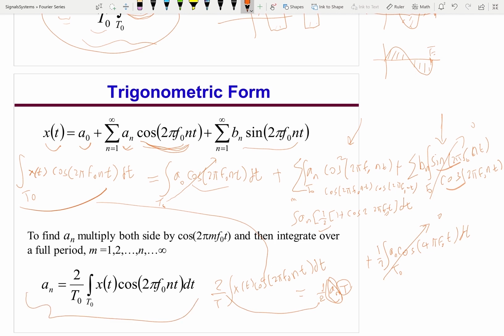So to find an, you just take the periodic signal and multiply it by a cosine function, and you integrate, and you average it, which is 2 divided by t0 (2/T0). Now let's see how we find bn.